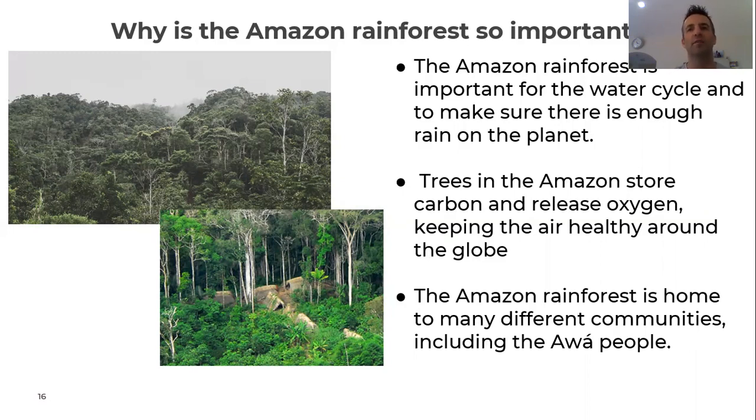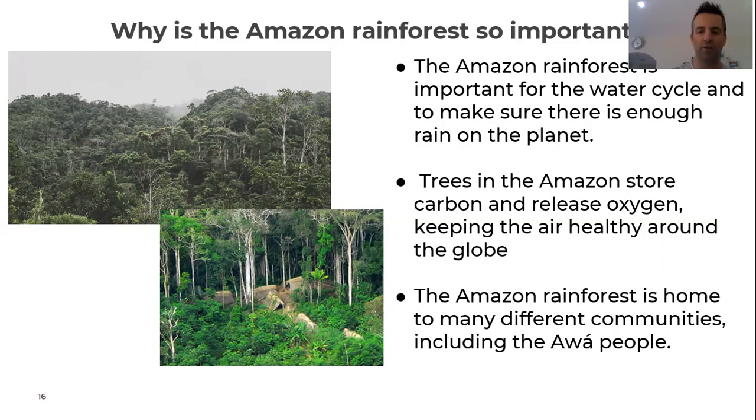And thirdly, and this is something we looked at in our previous lessons, the Amazon rainforest is home to many different communities, including the Awa people. So we looked at the life of the Awa tribe in our previous lesson. So it's really important for human communities as well.